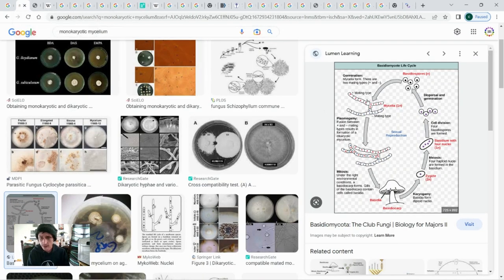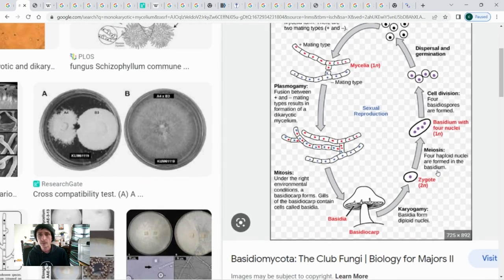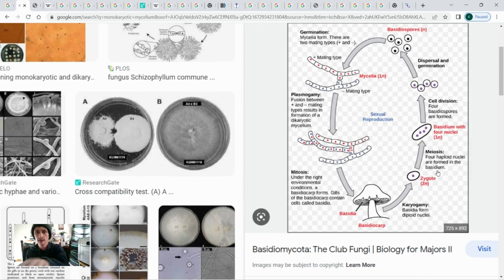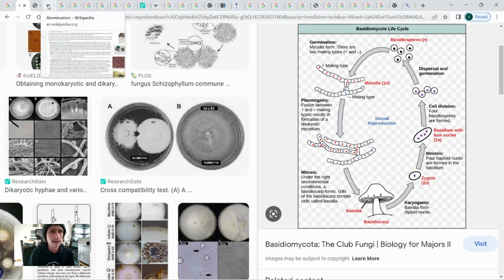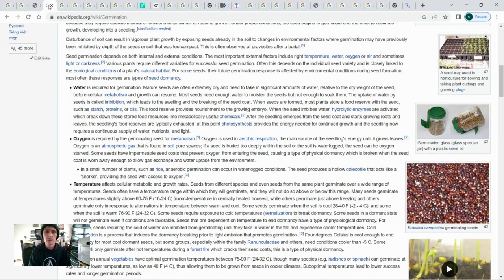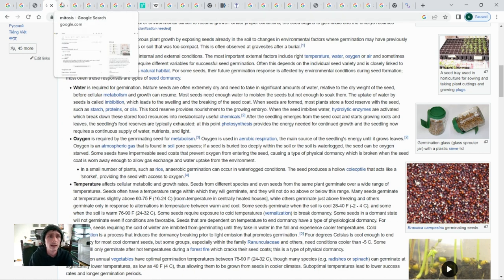So, this was a good image. A spore germinates into monokaryotic mycelium, and two will eventually come together and connect in a process called anastomosis. Let me take a step back real quick. So a spore will germinate, and all that's required for germination is water, oxygen, and a stable temperature. No nutrients are involved for germination, and that goes generally for seeds and spores.